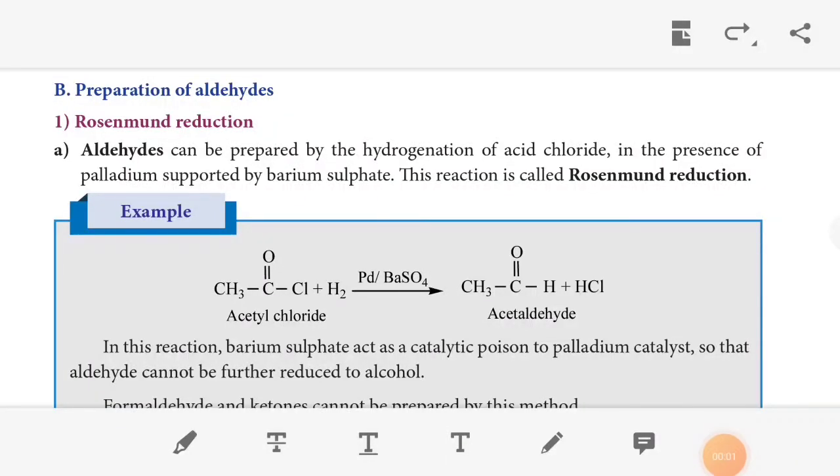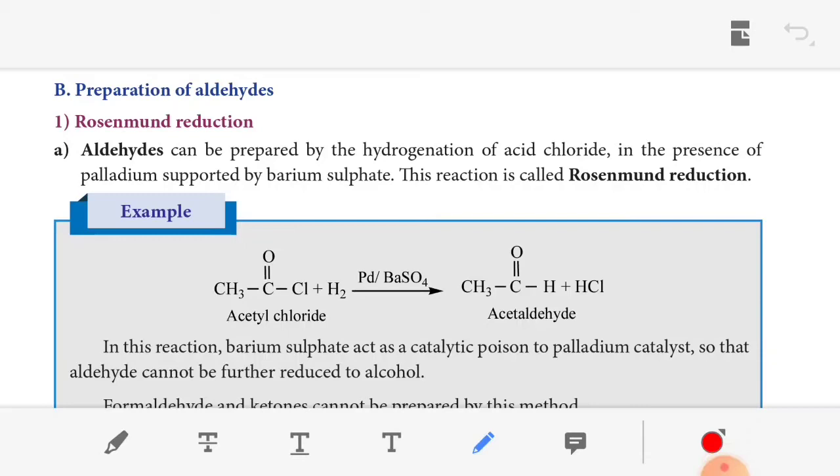The next topic is preparation of aldehyde. The first one is Rosenmund reduction. Aldehyde can be prepared by the hydrogenation of acid chloride in the presence of palladium supported by barium sulfate. This reaction is called the Rosenmund reduction. So acetyl chloride, formula CH3COCl, reduction, you know the meaning of reduction, plus hydrogen in the presence of palladium supported with barium sulfate to form acetaldehyde, CH3CHO, plus HCl removed.